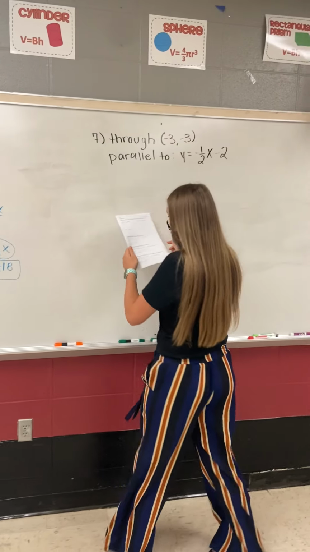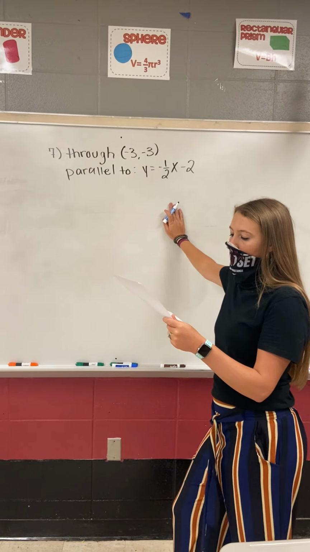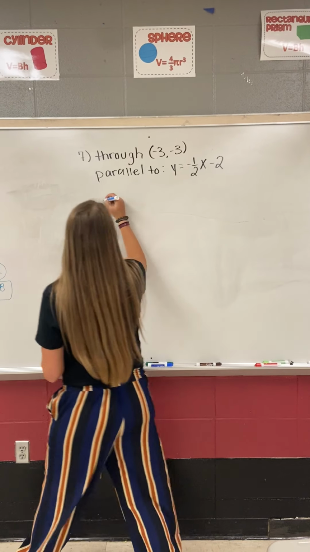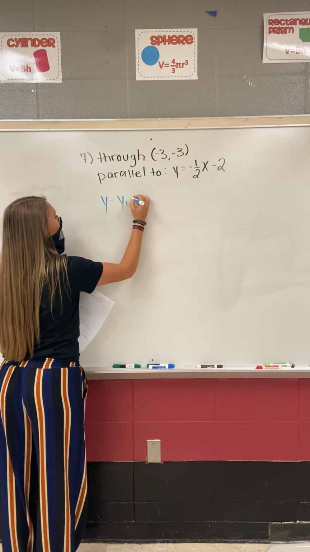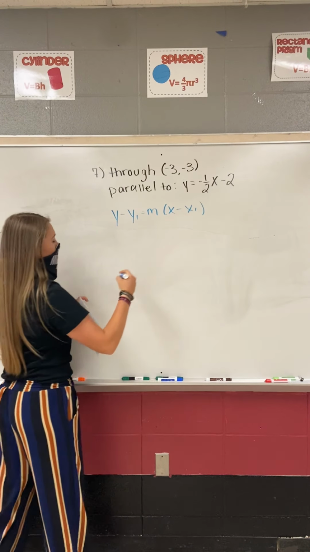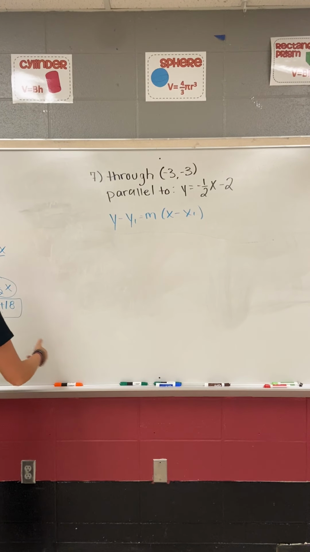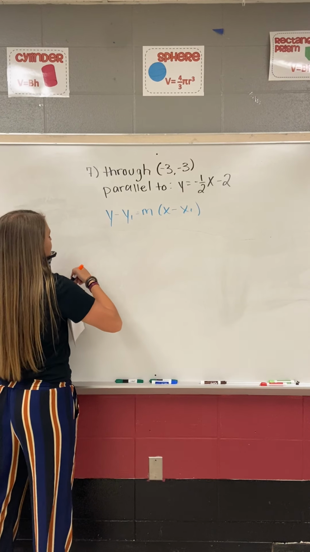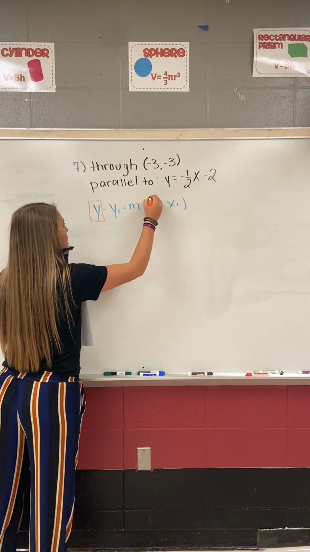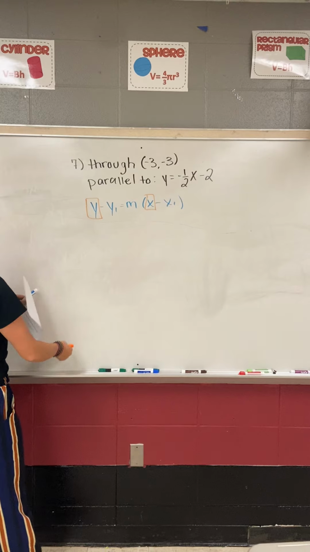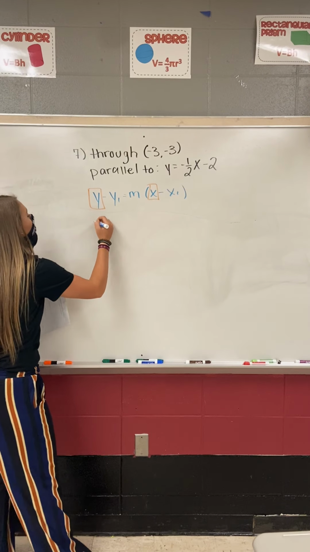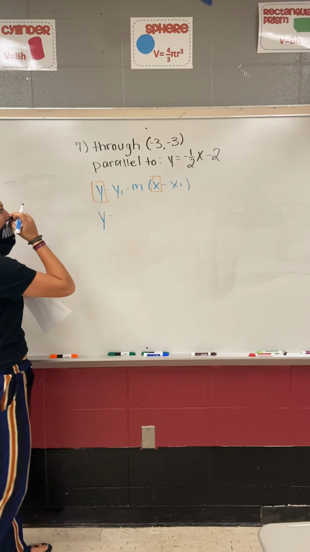Now, 7 through 9 is a little bit different. It asks for the point-slope form. Point-slope form is y minus y1 equals m times x minus x1. Okay? Now the things that are going to stay the same are this y and this x. So this y and this x will always stay as y and x. Okay? So I'm going to rewrite the formula: y minus my y1.